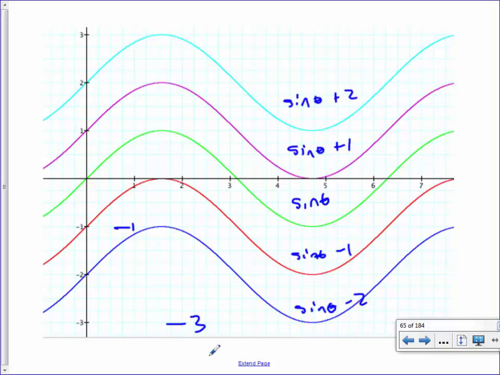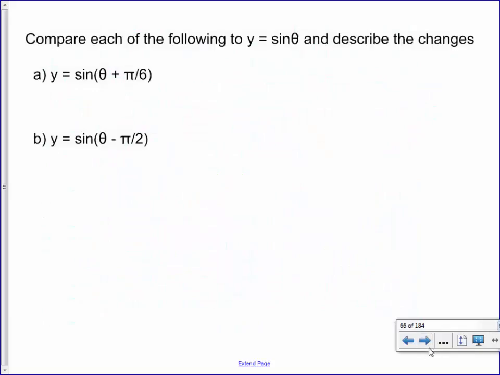Why would it go from -1 to -3 though? Because we subtracted 2. Normally a sine graph is from 1 to -1, but if you put a subtract 2 after it, then it pulls the whole thing down. Okay. This moves the graph by pi/6 that way. This moves the graph by pi/2 that way. You guys get the hang of this?